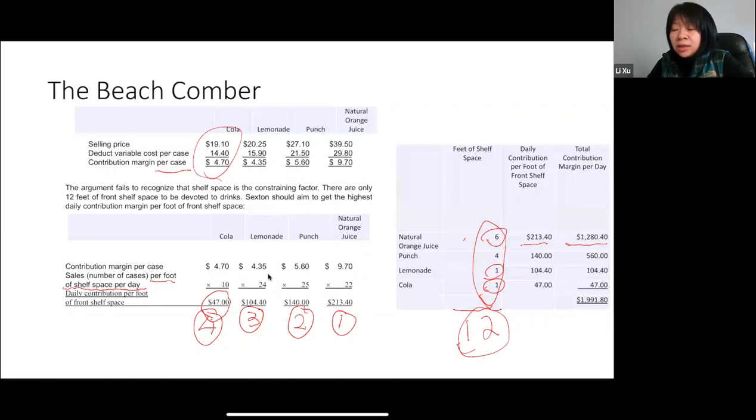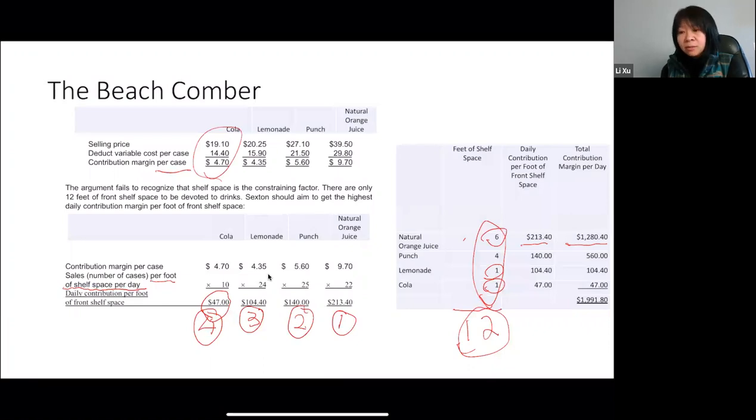Basically what we did is only orange juice can meet all of the demand. And then the punch is the number 2 rank, so they get 4 feet. For the rest, they can only have a minimum space in the fridge. Okay? Any questions? So this is a really fun question. It's very practical, but it's very easy to do as long as you follow the rule.